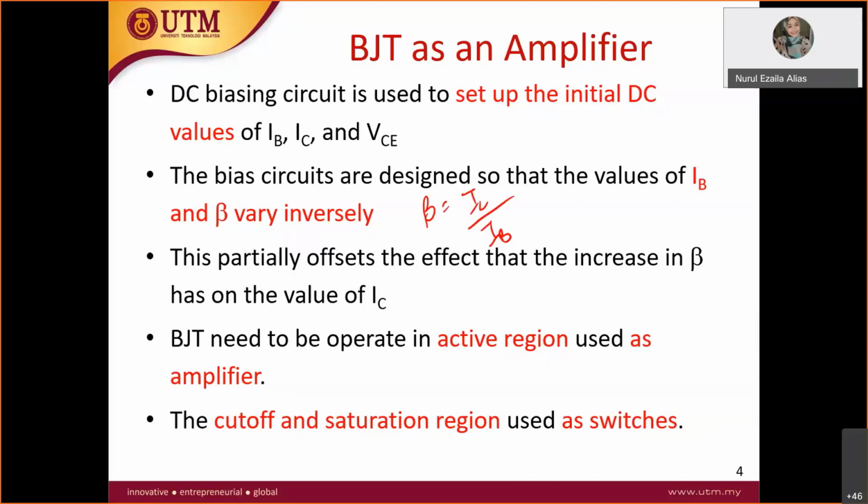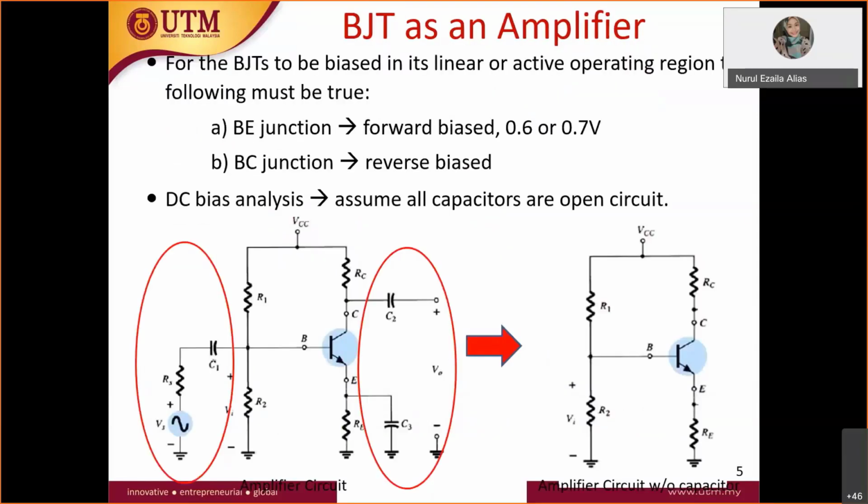BJT needs to operate in the active region. It has many regions: saturation region, cut-off region. In the active region, BJT can be applied as an amplifier. For cut-off and saturation, it is applied as a switch. So this is how the real circuit of a BJT looks. This is one of the types, the voltage divider type.